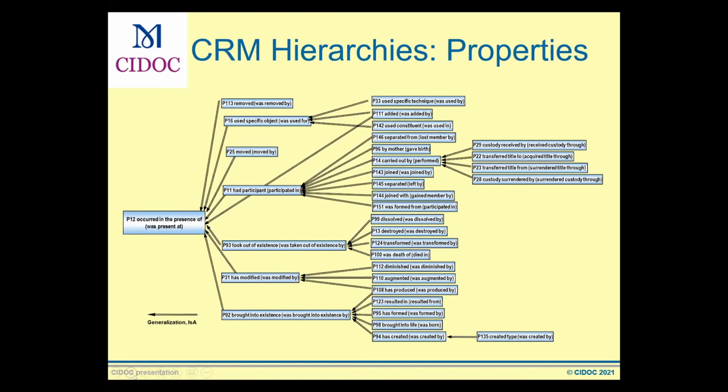And here is an example of part of the property hierarchy. So this is the P12 occurred in the presence of, and we looked at a moment ago this P11 had participant element in the middle here, and you can see that there's a whole raft of things. So if I query for P12 occurred in the presence of, I would get all of the other relationships which are explained by all of these other properties, which are more specialized, which cover particular cases, particular relationships between two classes. So this allows me to query far more easily.